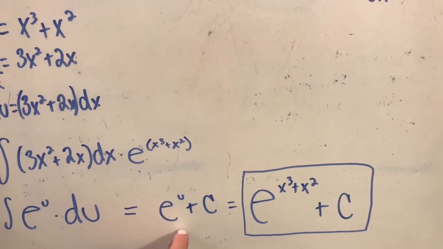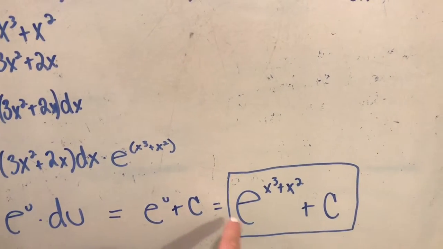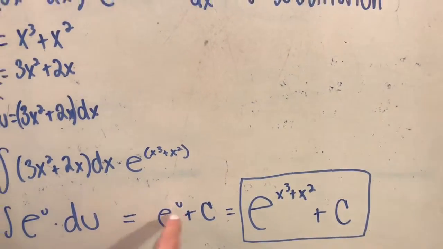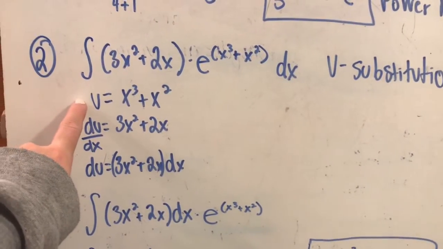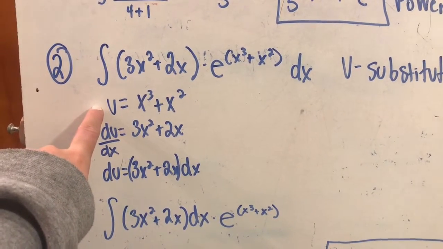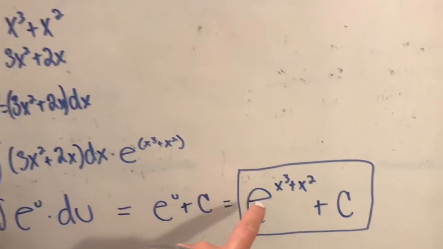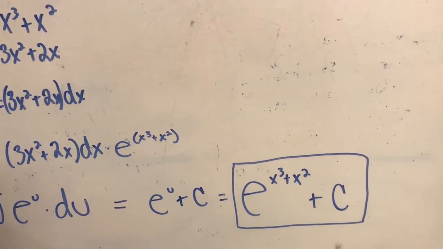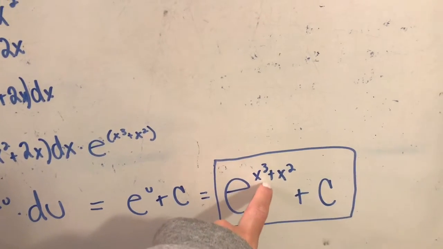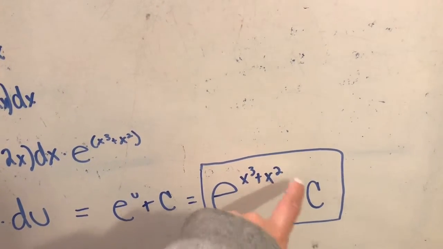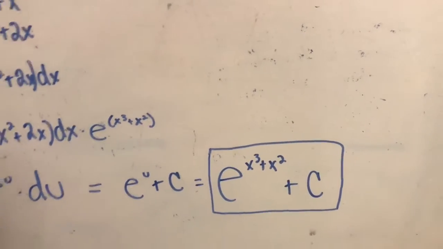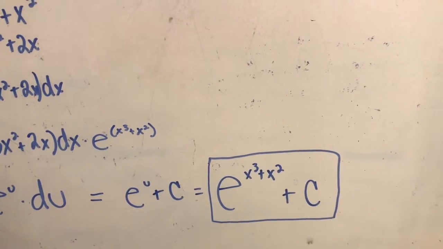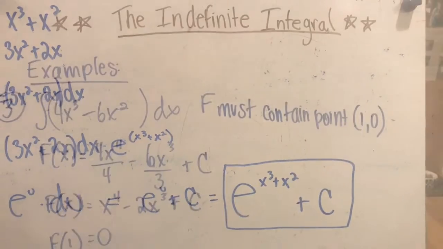After you do that, you want to substitute back the u into the original. So we come back up here and see that u equals x to the 3rd plus x squared. Then we replace that, and your final answer of the indefinite integral would be e to the x to the 3rd plus x squared, plus c, because like I said earlier, you always need the plus c when you're solving an indefinite integral.